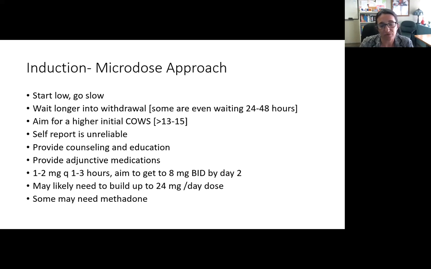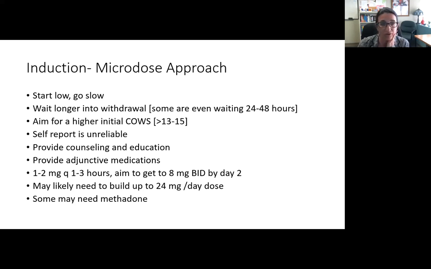The lower doses are more what we would recommend when people don't necessarily have the tolerance that we see most people coming in on if they're just recently using fentanyl. And then just remembering that some people may need a full agonist, and so methadone being an option if this does not work.